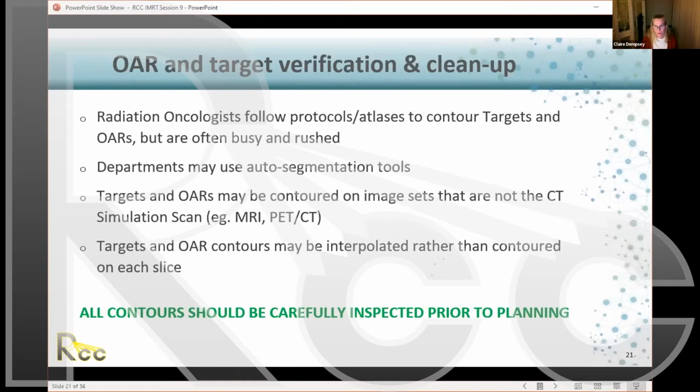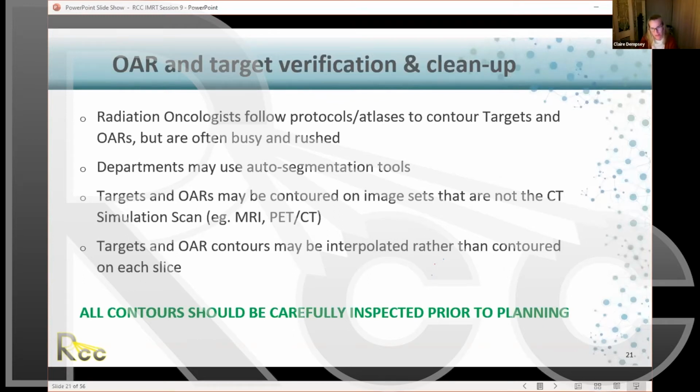And so they'll just draw all their contours on the MRI rather than the CT scan. And we're also aware that targets and organs at risk contours can be interpolated rather than contoured on each slice. So particularly for things like bladder, rectum, you contour one slice, you skip a few, you contour another, and it's interpolated between those slices, which is a time saving. And the interpolation tools are usually pretty good.